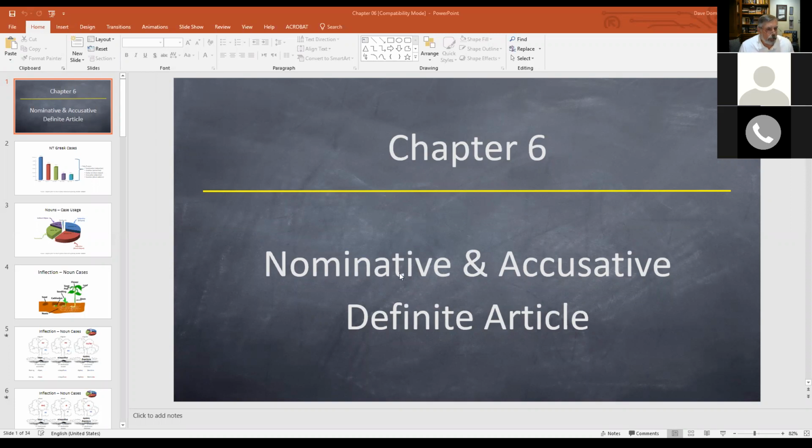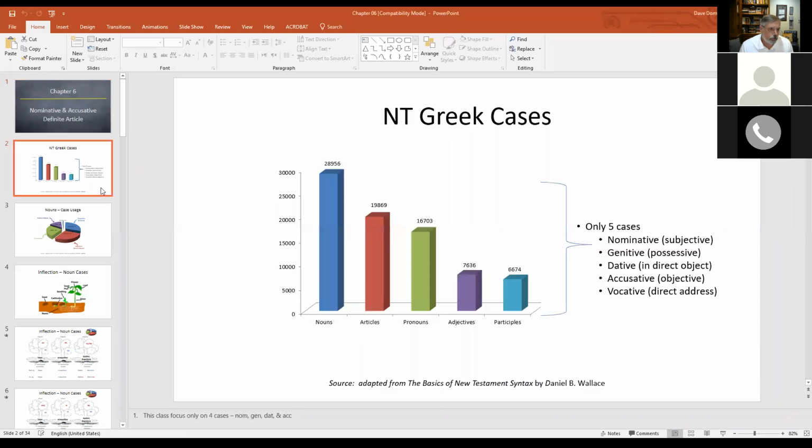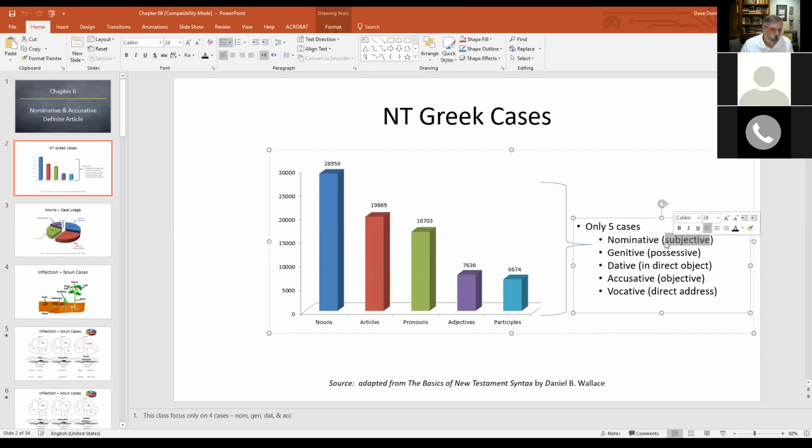Okay, so we're going to talk about chapter 6, the nominative and accusative and the definite article. And this will come clear. Now, I sent you some slides. Let me go through a couple of preliminary slides. In English, we talked about cases. There's 3 in English: subjective, objective, and possessive. Well, Greek has 5 cases. The first 2 we're going to learn tonight. Nominative, where the word functions as a subject, and accusative, where the word functions as the direct object or objective. There are some others we'll get to later.